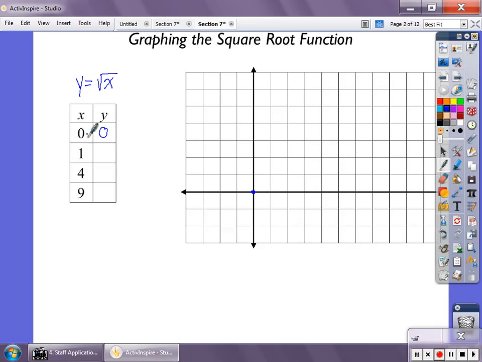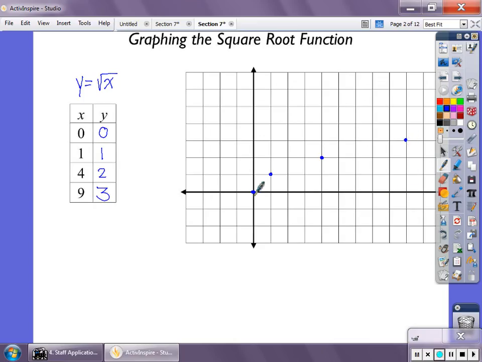Then we have 1. Plug in 1, the square root of 1 is 1, and so we put a point at (1, 1). Plug in 4, the square root of 4 is 2, and so we put a point at (4, 2). And then finally with 9, plug in 9, the square root of 9 is 3, and so we put a point at (9, 3).